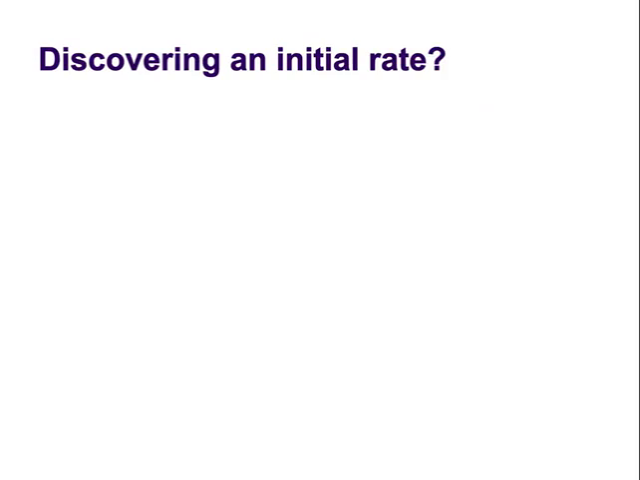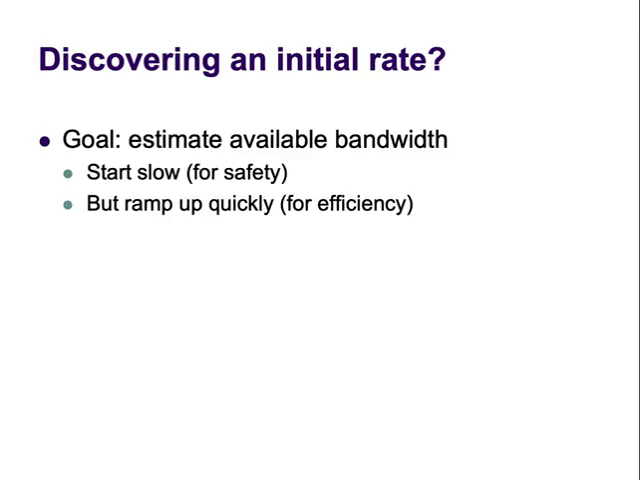Okay, so with that, where were we? We had our 3 design steps. One was detecting congestion, which we've now decided we're going to do with loss. Then discovering an initial rate, which we'll do now, and then what are your increase and decrease goals. Discovering an initial rate is fairly easy. The goal is to estimate the available bandwidth on this path for this flow when it starts up. What is a reasonable estimate of the available bandwidth?